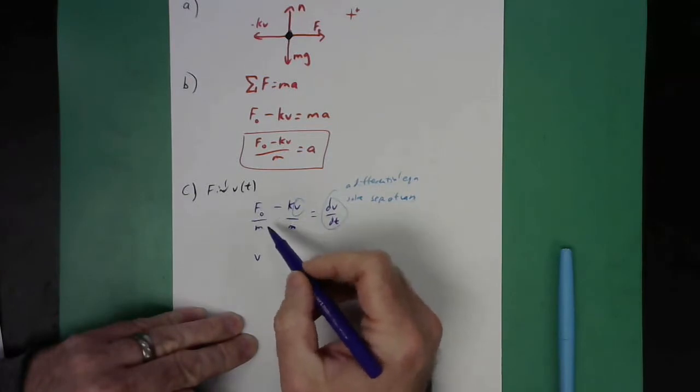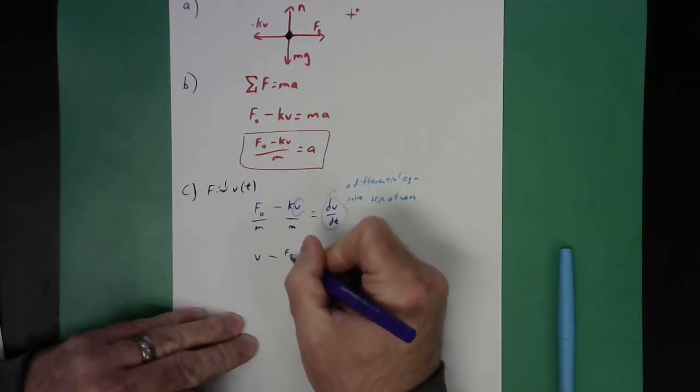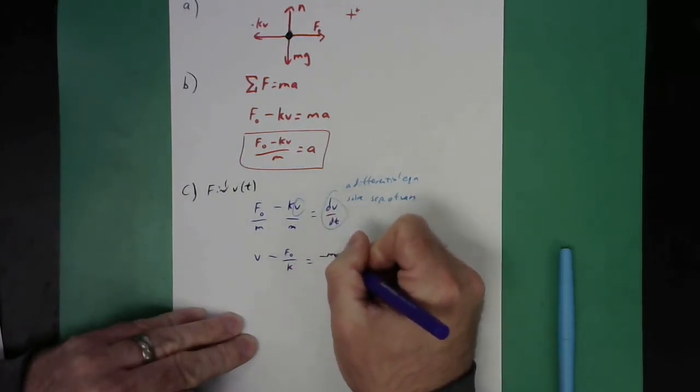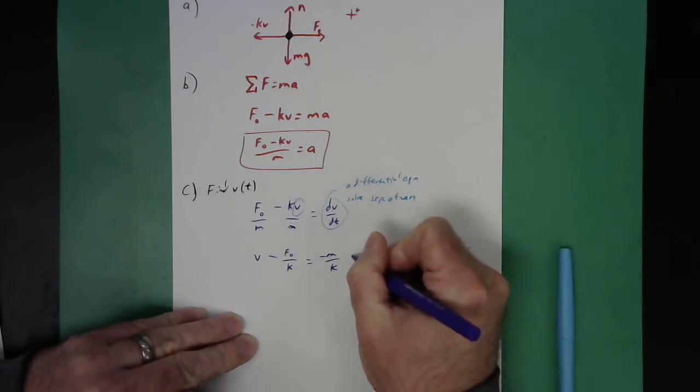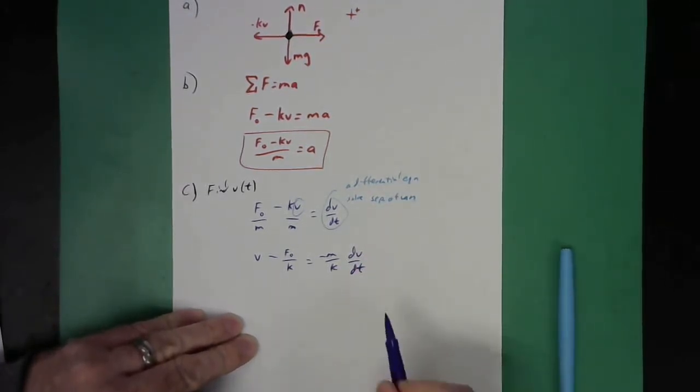Multiply this by negative m over k. The m's will cancel, and I'll end up with negative f naught over k. Multiply by negative m over k, it'll look like this. Okay, you okay with that? I multiply by negative, and I move this term to the front.